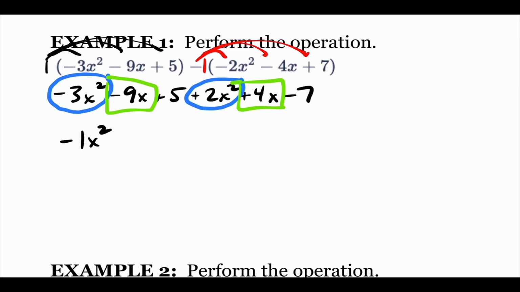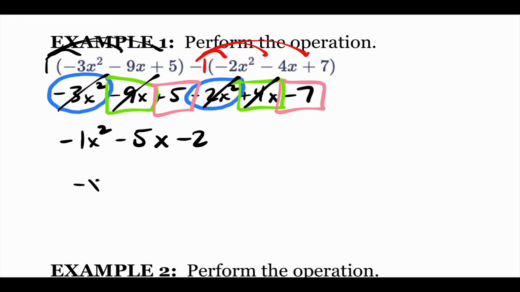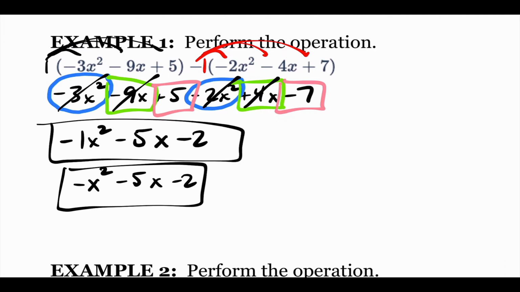-9, +4. So -5x. And then the constants by themselves. Yep, -2. And then you don't need that -1 in front. You can write it if you want, but you don't need to write it. It's up to you. Either one's okay. You're done. No more like terms. No more adding and subtracting because there's no more like terms.